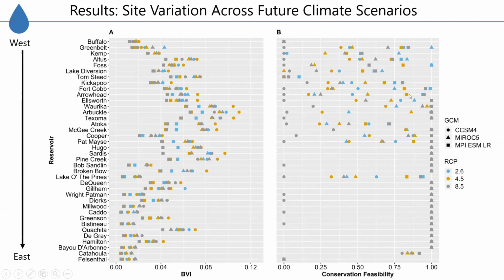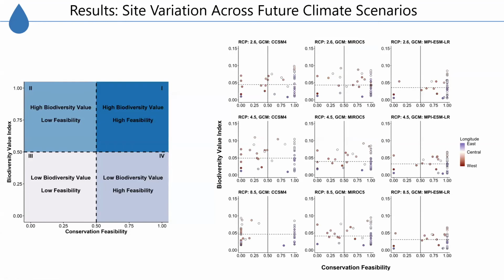Some not so much. In some of the central and western parts of the basin, there's a lot of uncertainty and maybe not so much feasibility. Another way to look at this, though, is to plot out those individual conservation planning frameworks in terms of each site.